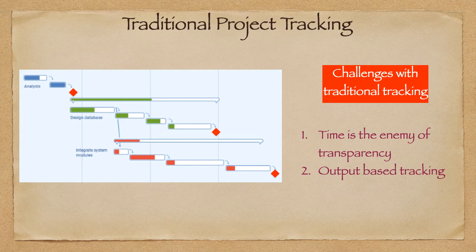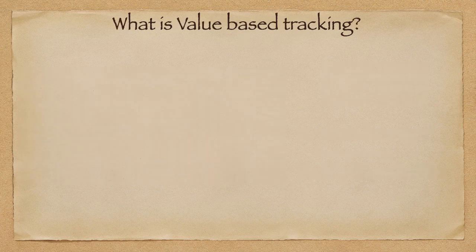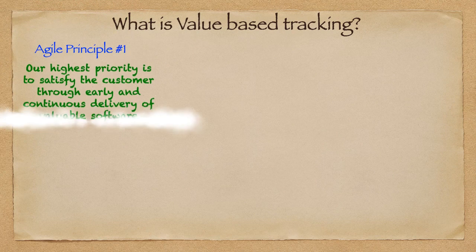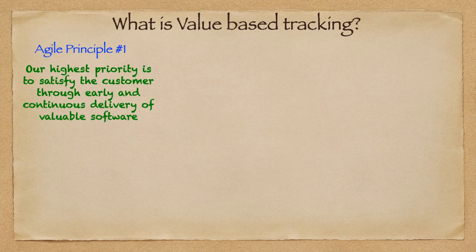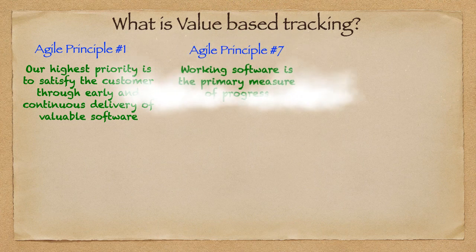And also this way is output based tracking instead of outcome based tracking. So let's discuss value based tracking. Let's discuss a couple of the Agile Manifesto principles here. The first principle in Agile Manifesto is our highest priority is to satisfy the customer through early and continuous delivery of valuable software. When you're delivering valuable software, you also have to focus on tracking based on value instead of something else. And principle number 7, working software is the primary measure of progress.